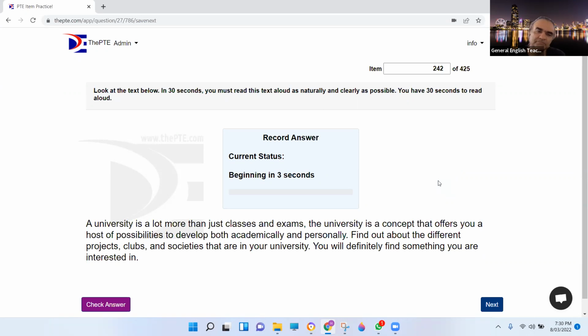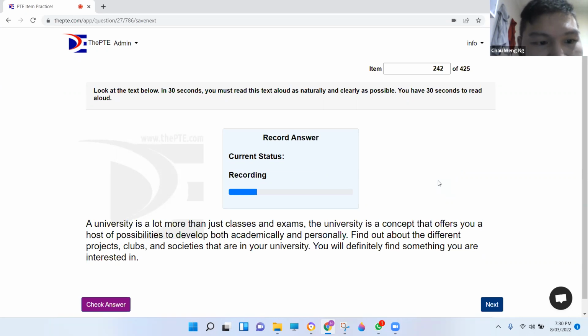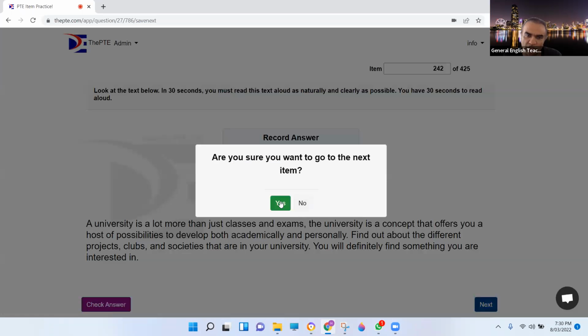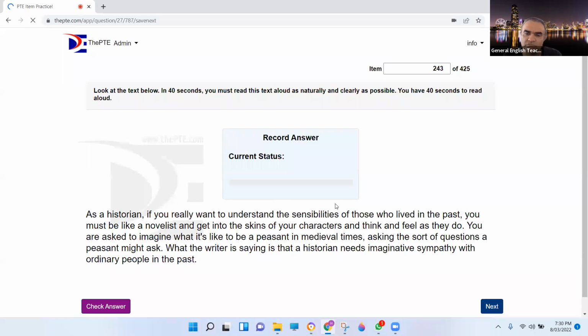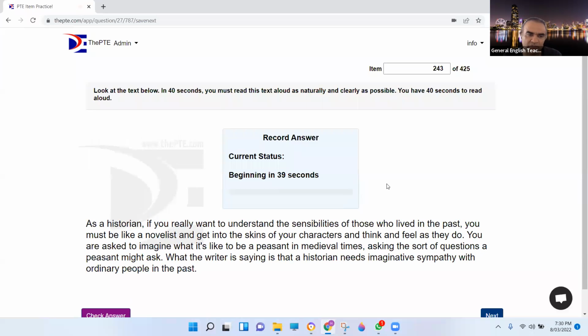Simon. A university is a lot more than just class and agents. The university is a concept that offers you a host of possibility to develop both academically and personally. Find out about the different projects, clubs, and societies that are in your university. You will definitely find something you are interested in. Very good. Excellent. Good timing. Okay, everyone.